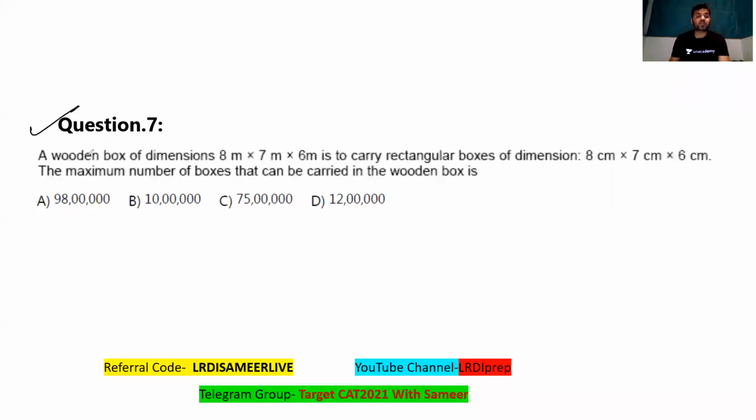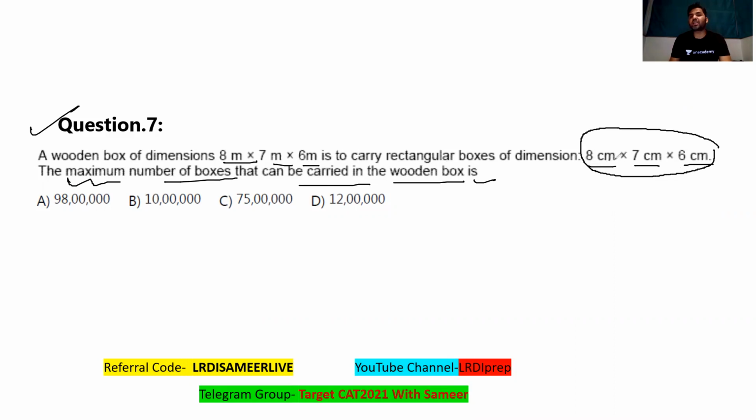So guys, here's question number 7. It says a wooden box of dimension 8 meters, 7 meters, 6 meters is to carry rectangular boxes of dimension 8 centimeter into 7 centimeter and 6 centimeter. What is the maximum number of boxes that can be carried in the wooden box? A very simple question. If I'm supposed to put boxes with a dimension of 8 centimeter into 7 centimeter into 6 centimeter in this box, the volume should be the same.